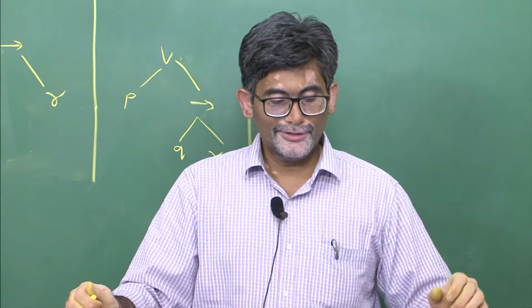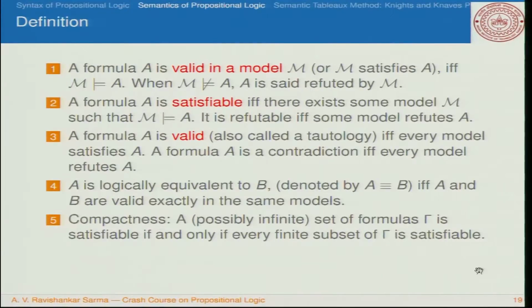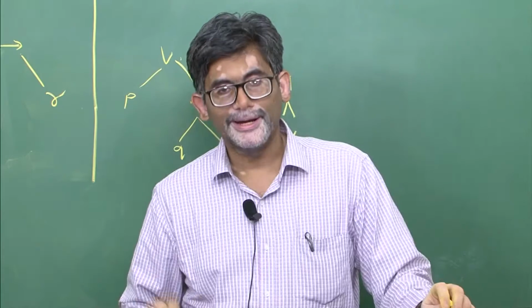There is another term which you come across, which is called compactness. Compactness is like this: a given set of formulas, like gamma, is said to be satisfiable if and only if every finite subset of such a set gamma is also considered to be satisfiable. If that is the case, that is considered to be compactness.